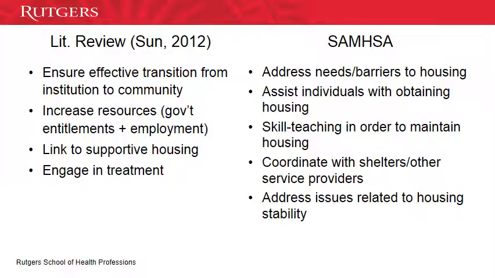It was interesting when reading these recommendations, if we return to the lit review for components and compare the two, we see a lot of overlap. When we look at transition in the community, on the right side, that really does relate to addressing the needs and barriers of housing, assisting individuals with obtaining it, and coordination with shelters. When we look at increasing resources, we think of addressing issues related to housing stability. Increasing the linkages to supportive housing is supported in the SAMHSA recommendation of assisting individuals with obtaining housing. And then finally, engaging in treatment.